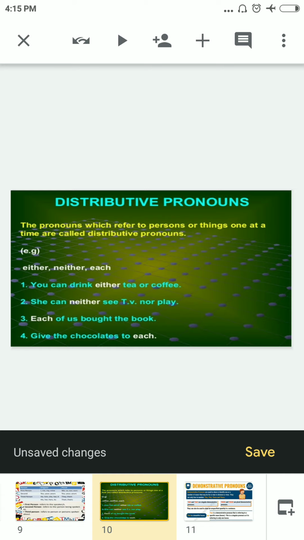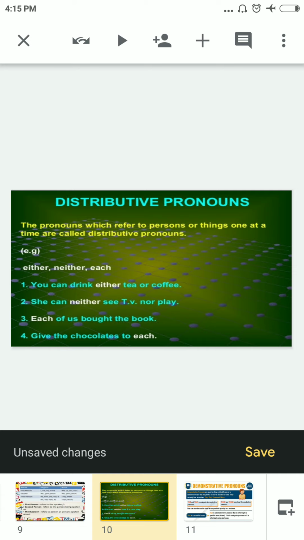They are called the distributive pronouns. They always refer to a person or thing one at a time. It means you are not able to use two things at one time. You have to use one thing or one person at a time. So which kinds of examples are there of distributive pronouns? Remember, they are either, neither, each.